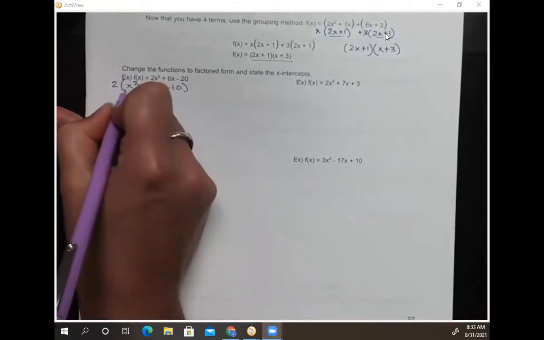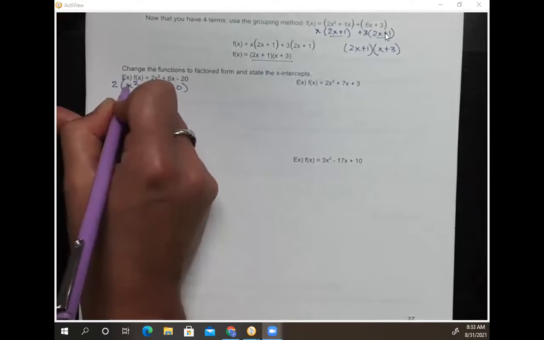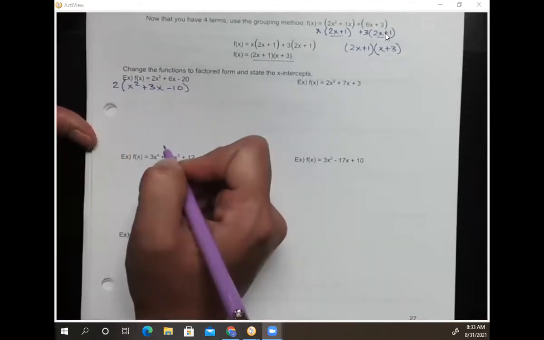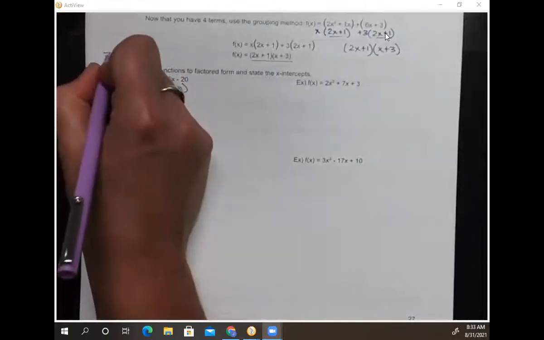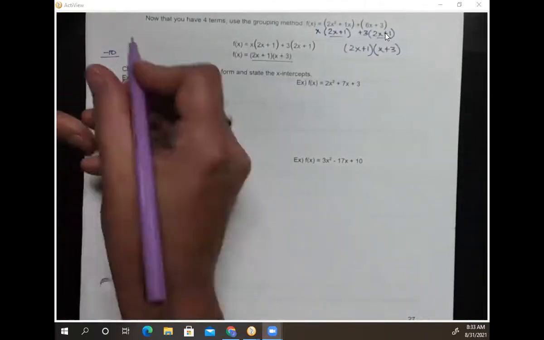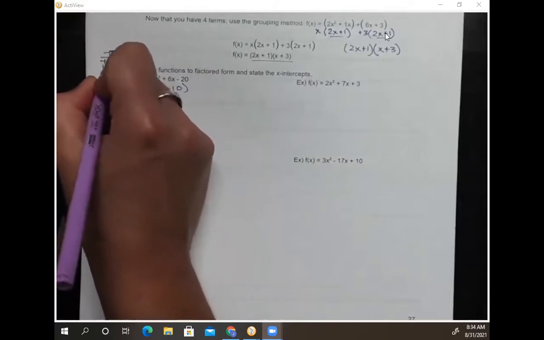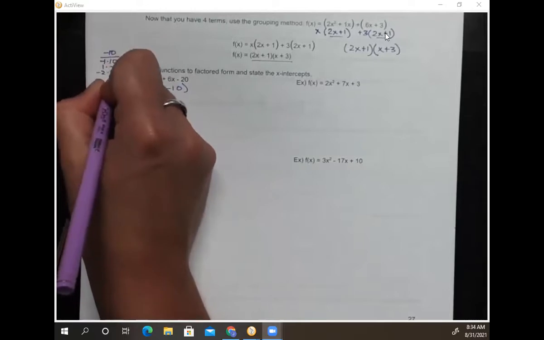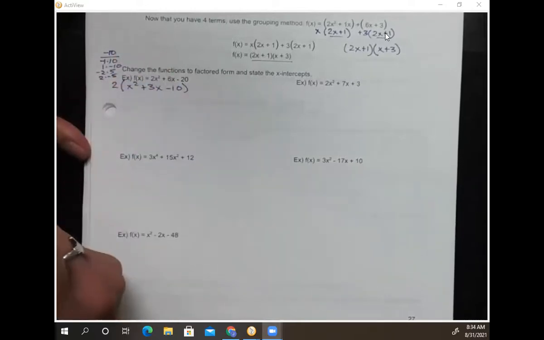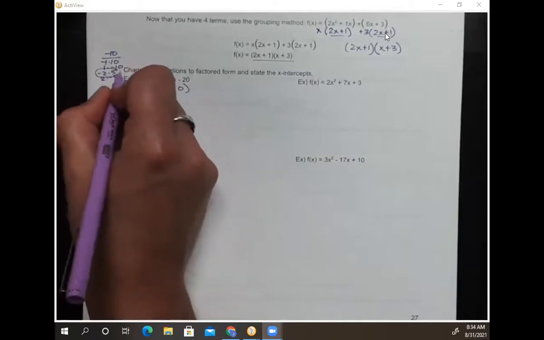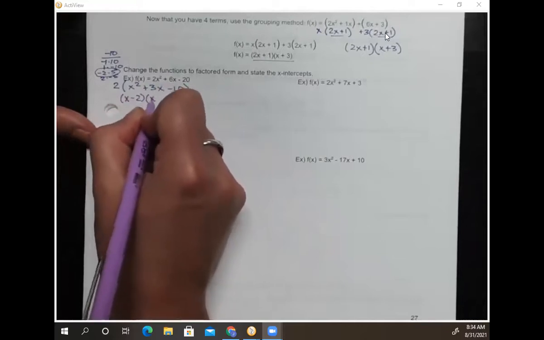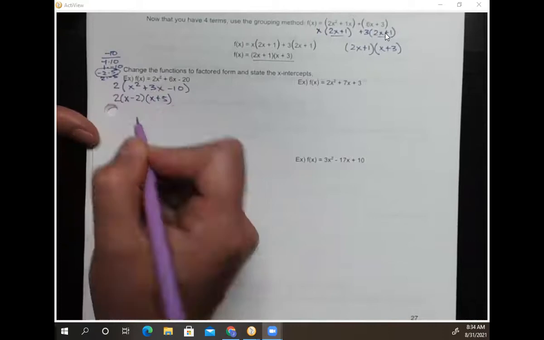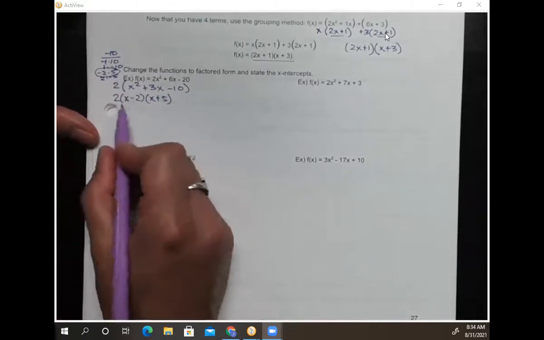Since our lead coefficient here is just 1, I don't need to worry about any factor in front impacting my distribution later on. So this would just be factors of negative 10 that add to 3. If you need to make a list, make a list. So factors of negative 10 would be negative 1 times 10, or 1 times negative 10, negative 2 times 5, or 2 times negative 5. To get to positive 3, I want to use negative 2 and 5. So this would be x minus 2 times x plus 5. Don't forget your GCF of 2 in front. And that would be our factored form.